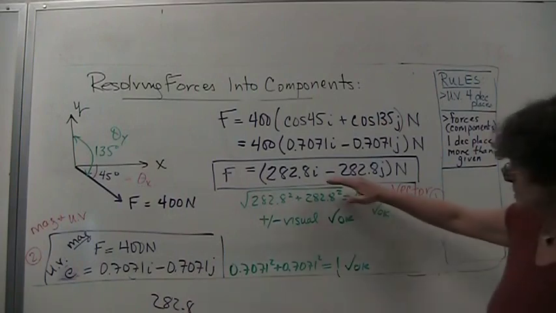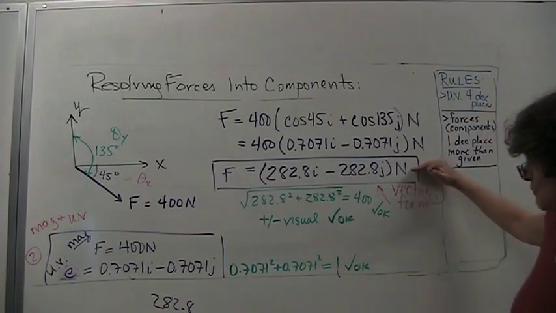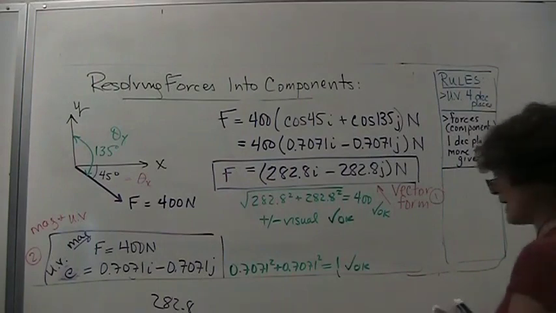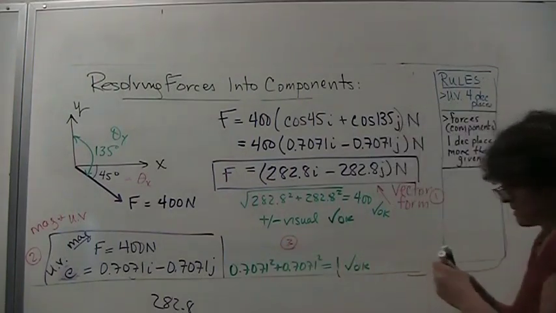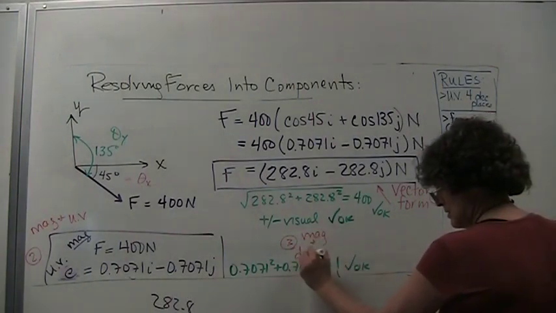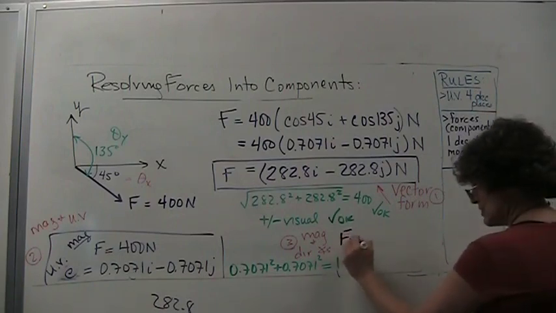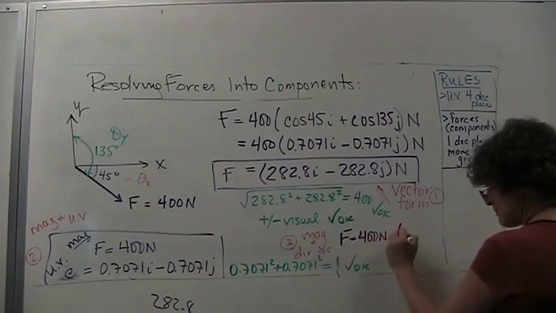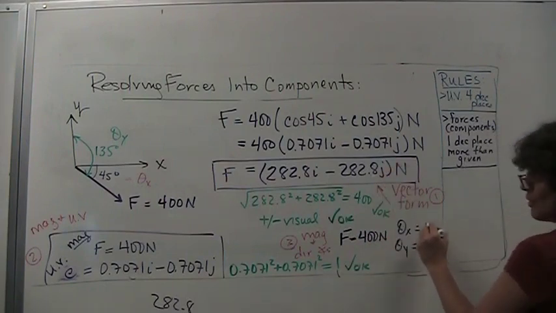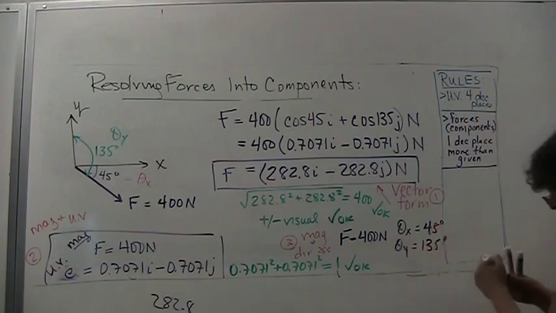So we represented the force in vector form. We represented the force in magnitude and unit vector. And what was the third way of representing the force? Do you remember? It was magnitude and the direction angles. So what's the magnitude? The magnitude is the force is equal to 400 newtons. And the direction angles, theta x and theta y. What was theta x? 45 degrees. And theta y was 135 degrees.